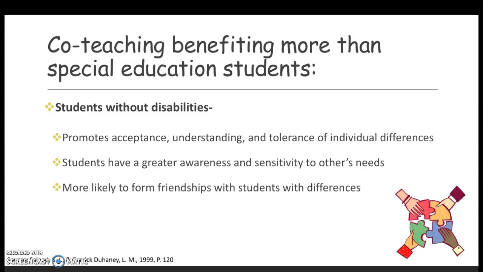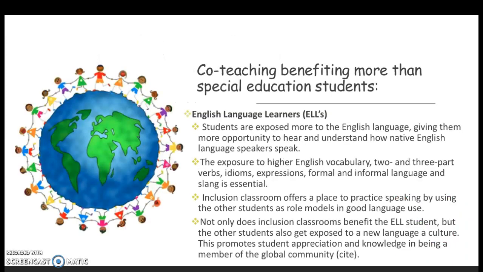Co-teaching also benefits students without disabilities. It was found in a lot of the research that even students without disabilities had a promotion of acceptance, understanding, and tolerance of individual differences. Students have a greater awareness and sensitivity to others' needs, and students without disabilities were more likely to form friendships with the students with the differences. So those are some great ways that even the non-special education students were benefiting from an inclusive classroom.